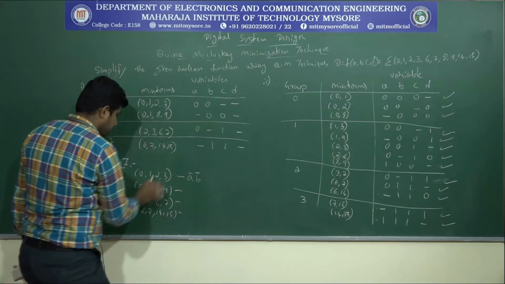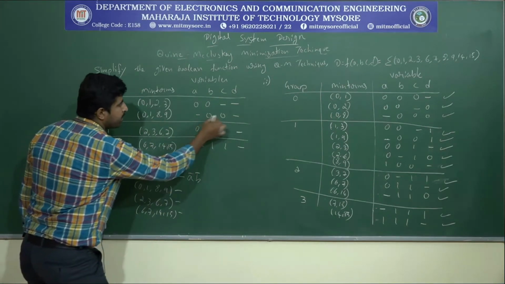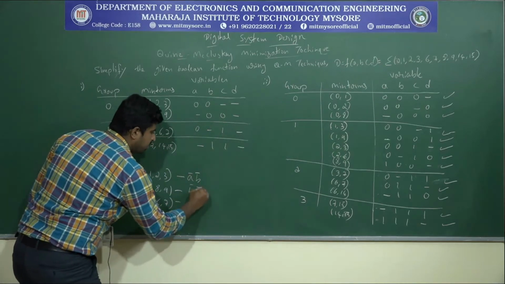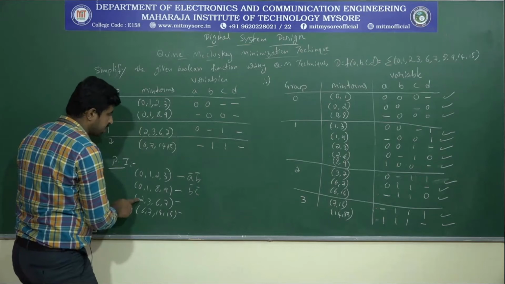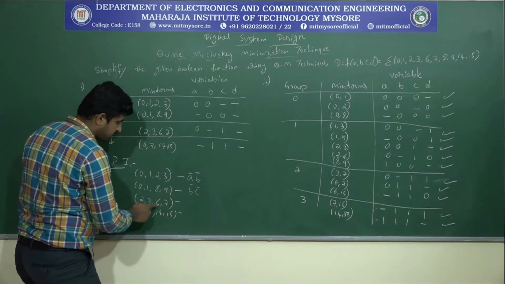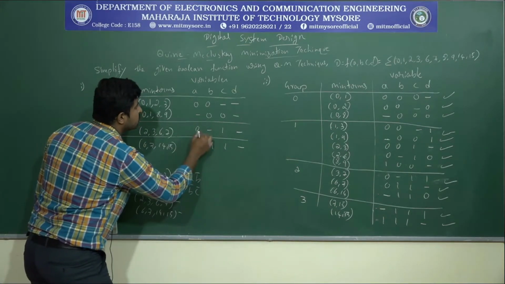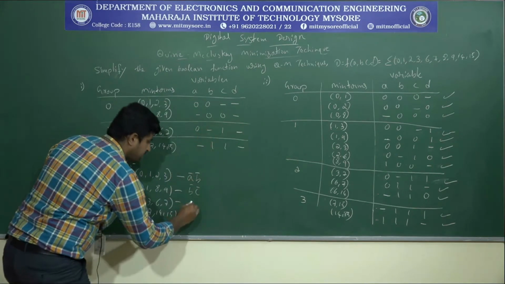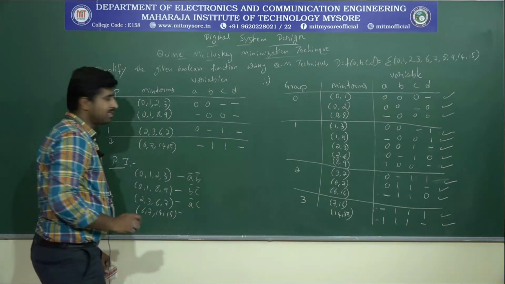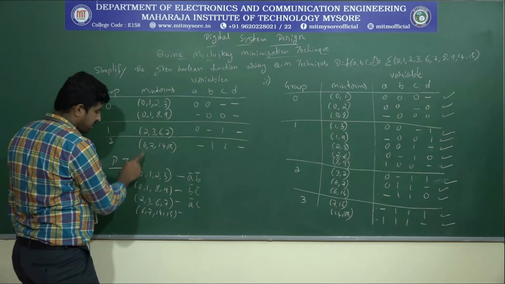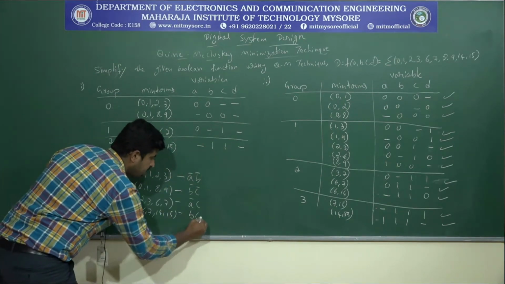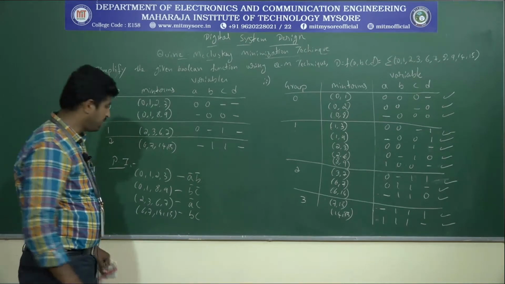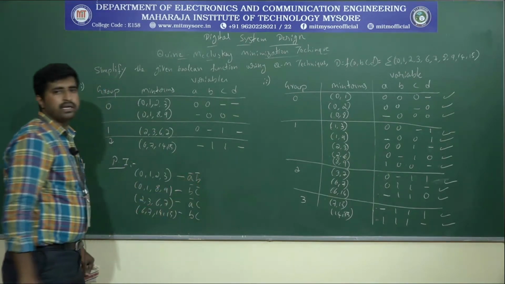Next, corresponding to the group 0 1 8 9, it is B bar C bar. Corresponding to the group 2 3 6 7, 0 1 corresponds to A bar C. Next for 6 7 14 15, 1 1 corresponds to B C. So these are the prime implicants.